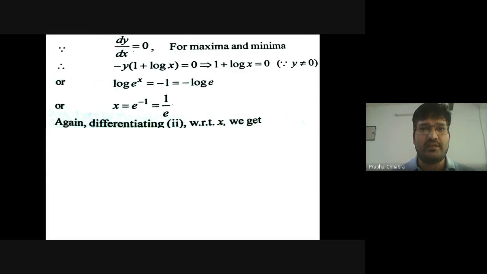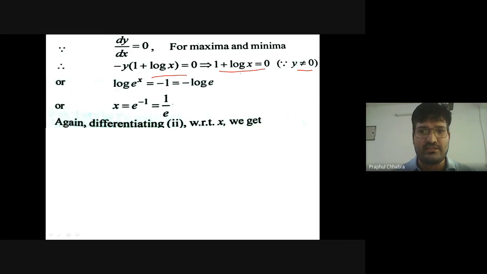Now put dy by dx equal to 0, the necessary condition for finding maxima and minima. We will obtain minus y times of 1 plus log x equal to 0. That is 1 plus log x is equal to 0, because y cannot be 0, right? If y is 0, the function itself is 0, then we will obtain nothing. That's why y cannot be 0. So 1 plus log x will be 0.